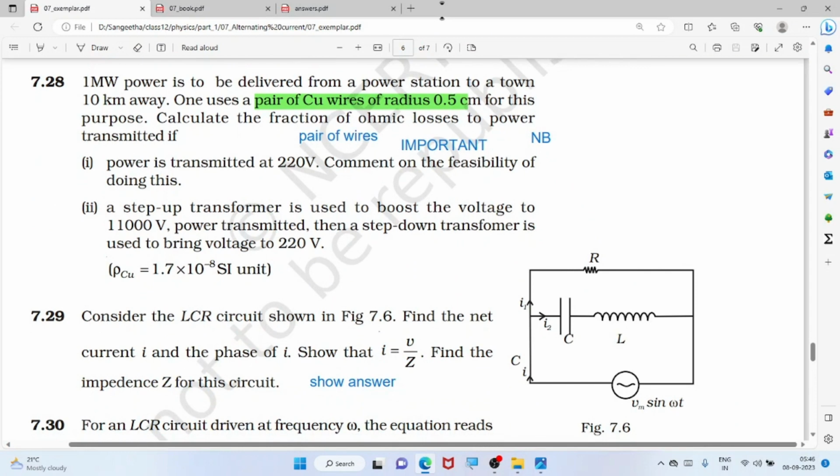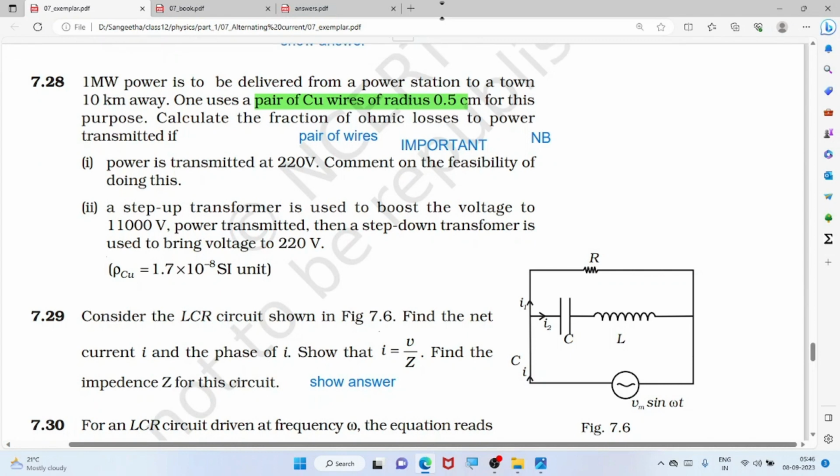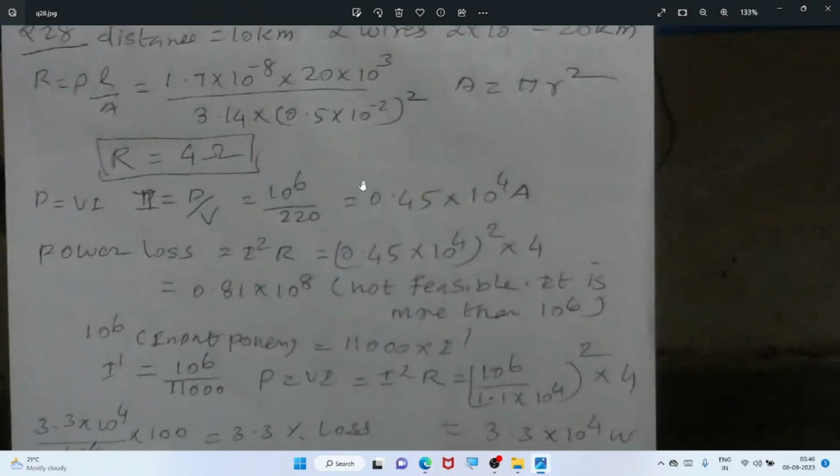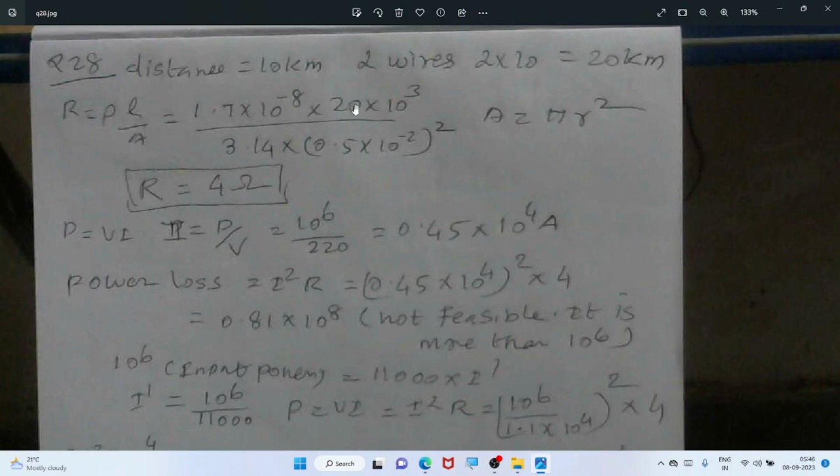See, 1 megawatt power is to be delivered to a power station 10 kilometers away. They are using a pair of copper wires. That means the total length of the wire will be 20 kilometers, because they are using a pair of wires. Calculate these things that are given. The distance is 10 kilometers, but since we are using a pair of wires, it is 20 kilometers.